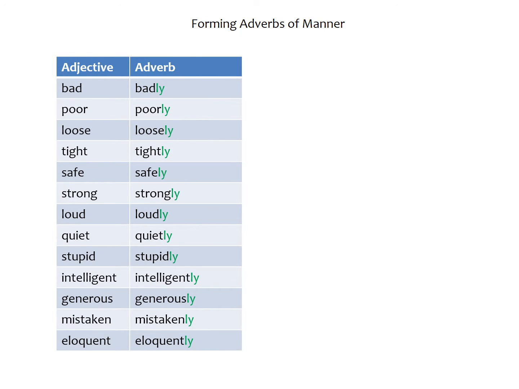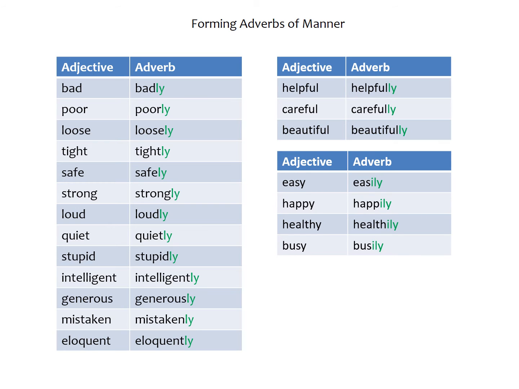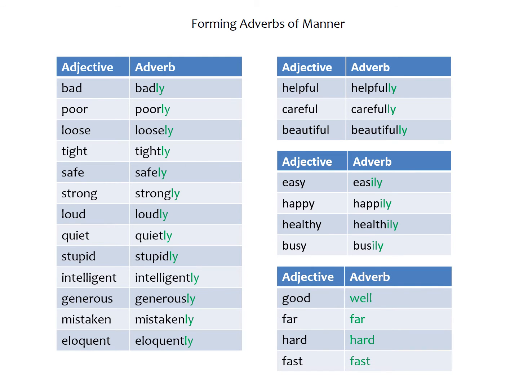When forming adverbs of manner, we can take most adjectives and simply add on ly to form the adverb. These are our regular adjectives. We also have some adjectives that already end in l. For these, we can also just add ly, so you end up with two l's before your y. For adjectives that end in y, we drop the y, change it to i, and then add ly. And we have some irregular adjectives. So good changes to well in the adverb form, and then far, hard, and fast stay the same.